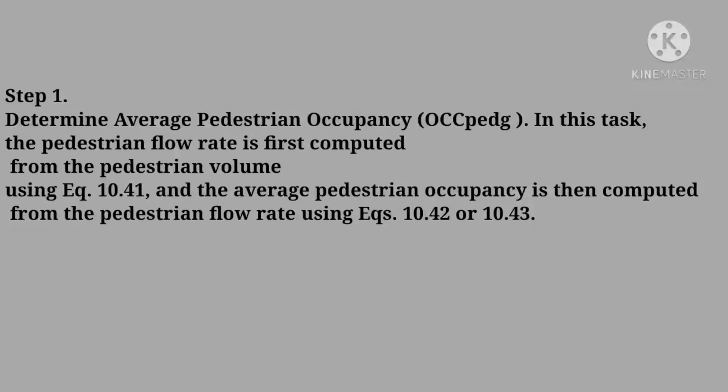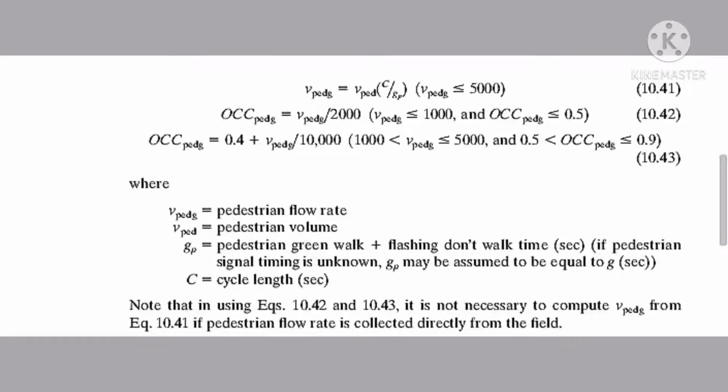Step number 1. In this task, the pedestrian flow rate is first computed from the pedestrian volume using equations 10.41, 10.42, and 10.43. So you see the equations over there. Where VPEDG equals pedestrian flow rate, while VPED equals pedestrian volume, and GP equals pedestrian green walk plus flashing don't walk time.